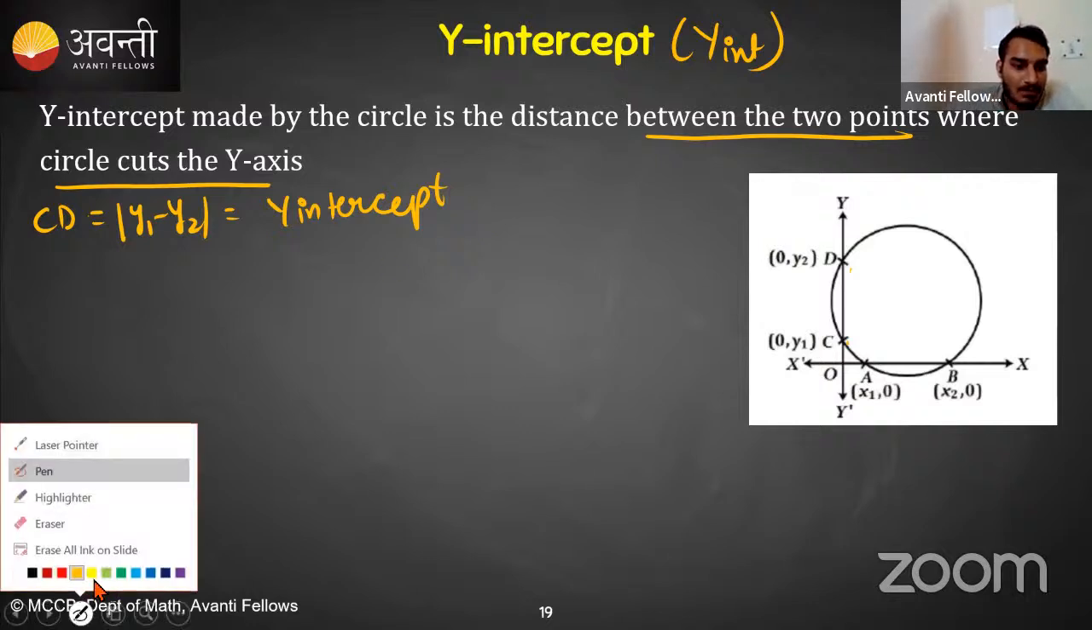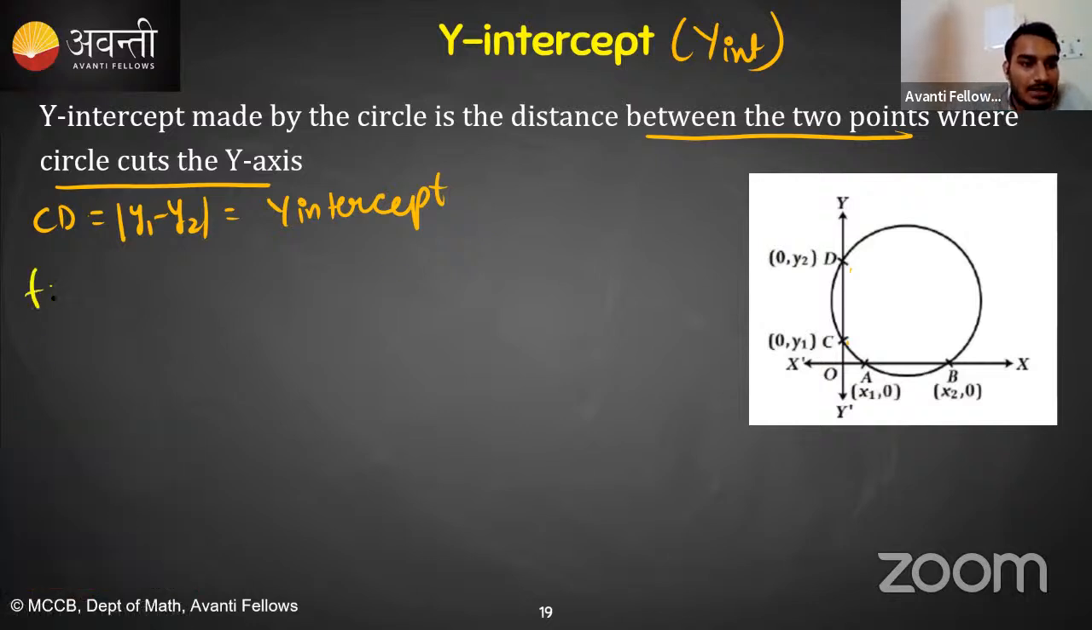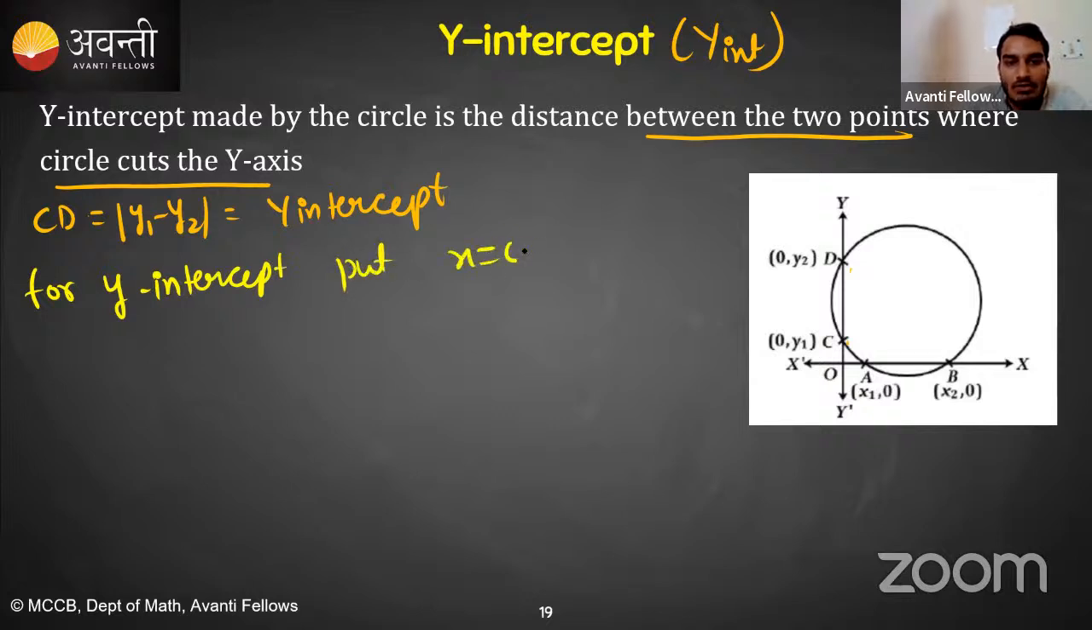Chalo. So now for the y intercept, put x is equal to 0. Simple, right? So put x equal to 0, you will get the two values.